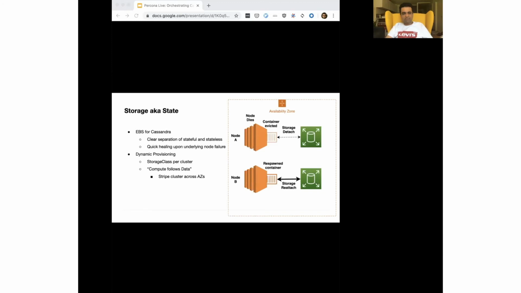Storage, aka state. No discussion of databases is complete without discussion of state. So we use EBS for Cassandra. It provides, as discussed earlier, without going into detail, clear separation of stateful and stateless, and quick healing upon node failure. On the right-hand side, as you can see, there's a picture wherein, when the node dies, the container gets evicted onto node B from node A, and the storage gets detached and reattached in the same availability zone. And we use the dynamic provision of EBS with Kubernetes, which means we have a storage class per cluster, and compute follows data, which should be evident from the picture again. And this happens across multiple availability zones as well.